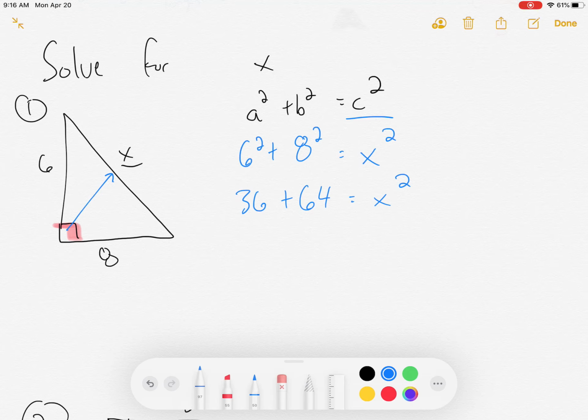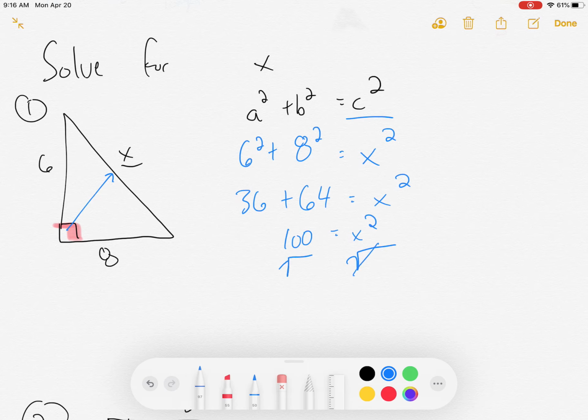Okay, now you should know that 36 plus 64, or you should have a calculator out to type this in. 36 plus 64, that is 100 equals x squared. Okay, well now the question is, how do I get x by itself? How do I get rid of a square? To get rid of a square, we have to take a square root.